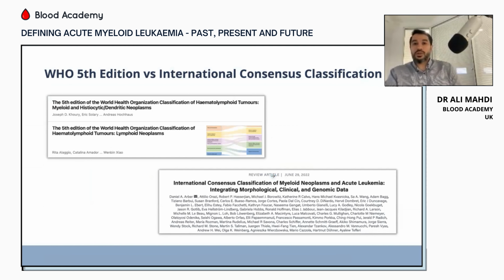So that brings us on to the current day. And if you haven't heard of the WHO 5th edition and the international consensus classification, then I would certainly suggest that you put these terms into Google and get these 3 papers which have recently been published. They have caused a lot of problems for various different people in terms of which classification we should be using in routine practice. My personal opinion is that the WHO continues to be the gold standard, and I'll try and highlight some of the advantages with the WHO in comparison to the ICC.